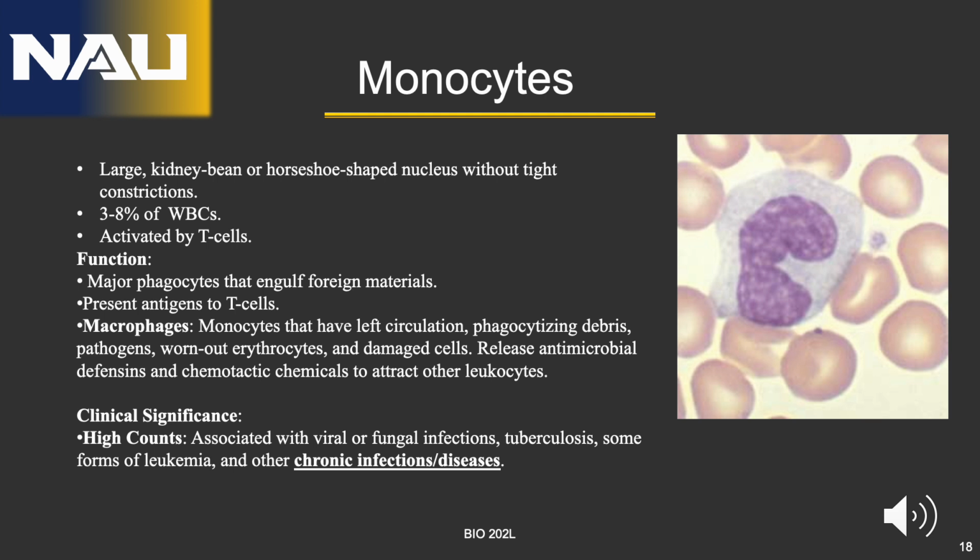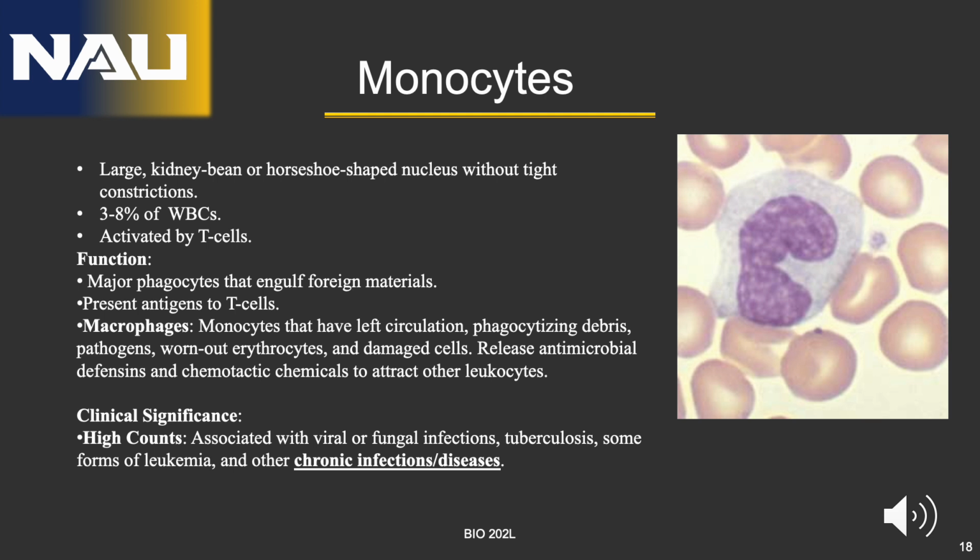Monocytes are activated by signals from T cells. They are major phagocytes, engulfing foreign materials and pathogens. When monocytes leave the bloodstream and enter tissue, they become macrophages. Macrophages phagocytize debris, foreign pathogens, and worn out erythrocytes. They also release antimicrobial defensins and chemotactic chemicals that attract other leukocytes to infection sites.